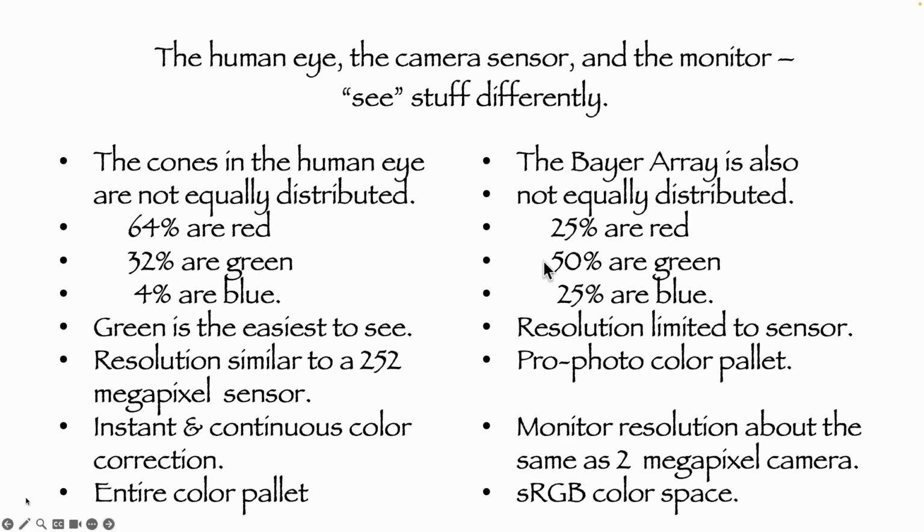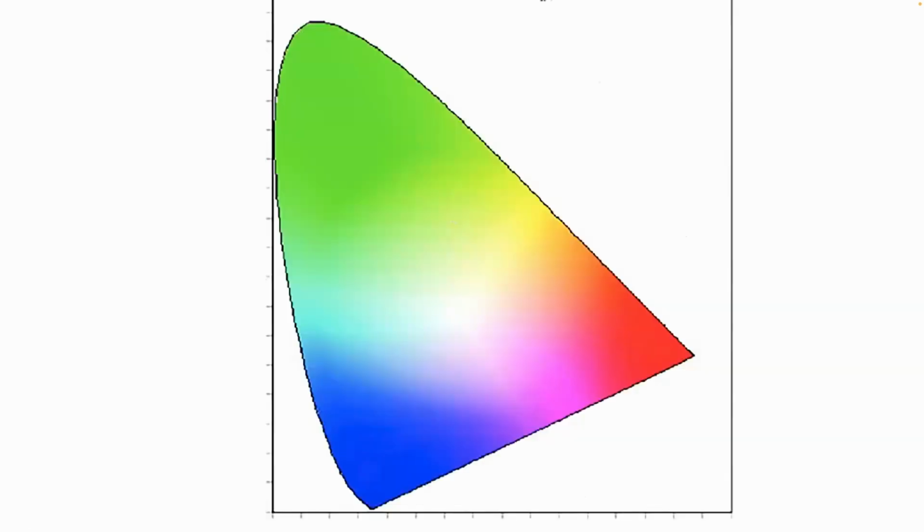Our monitors, the ones that we're all looking at right now, are in fact about the same as a 2 megapixel camera. That's the resolution on your screen right now. Now that's kind of surprising, isn't it? I paid all this money for this computer, and that money is 2%. Well, it's the same as the rest of us. That 1900 by 1200 works out to being about 2 megapixels. And it uses the smallest color space, which is the sRGB.